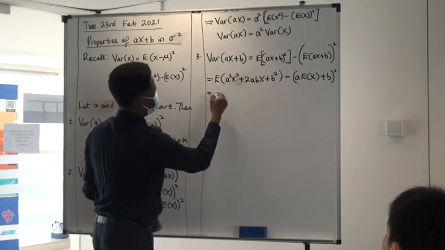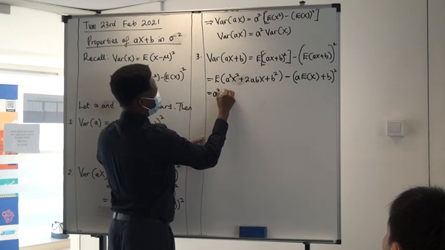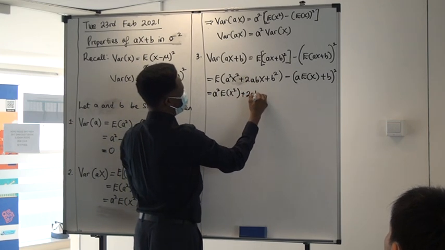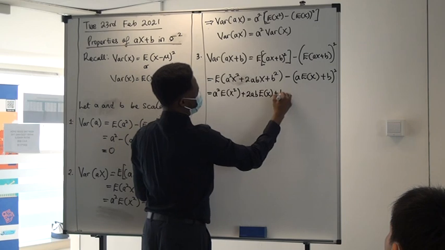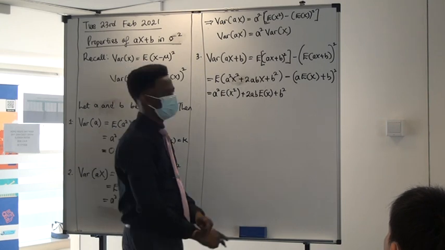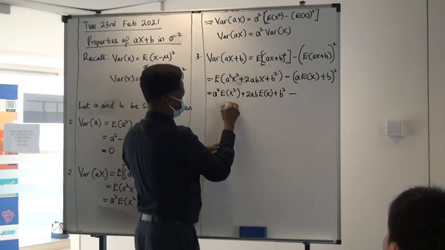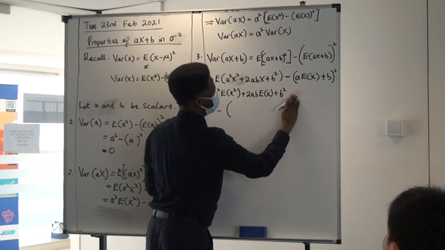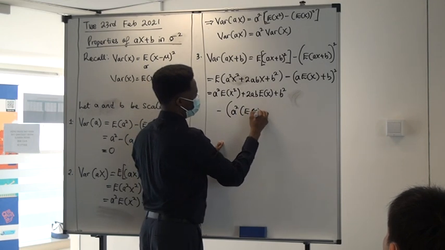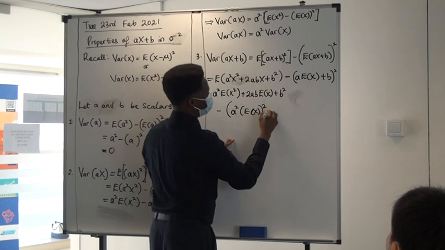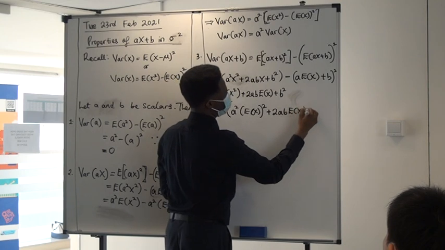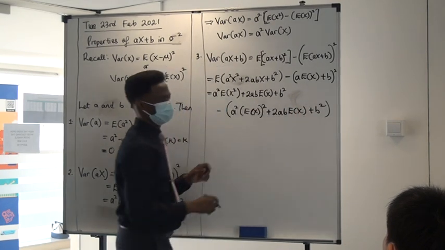So this gives you quickly A squared expectation X squared. Yes? Plus 2AB expectation X, plus B squared. This can still be expanded. So minus, let's open the bracket. So let's say minus here. So we have A squared, expectation of X all squared, yes? Then we have plus 2AB, expectation X, plus B squared in brackets.